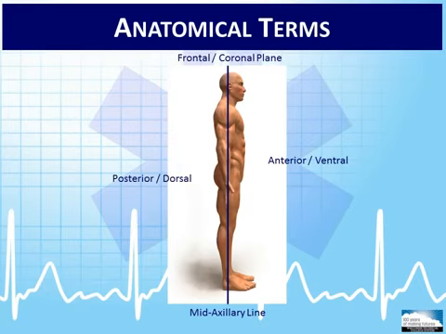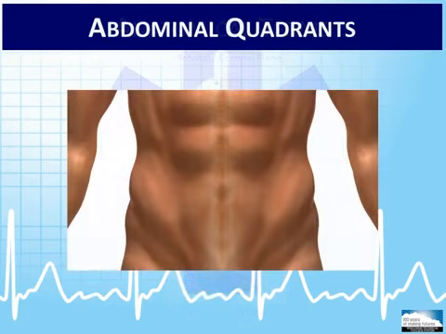Given the many positions in which you may find a patient, it is important to remember that these terms are not relative, they are absolute. Thus, an individual's posterior side is the same regardless of whether the patient is face up, face down, or somewhere in the middle. When abdominal emergencies are discussed later in this course, it will be important to know the anatomical structures within each quadrant.